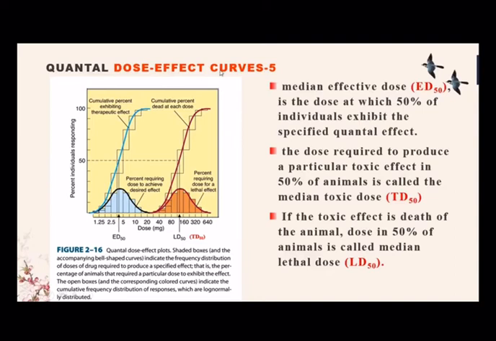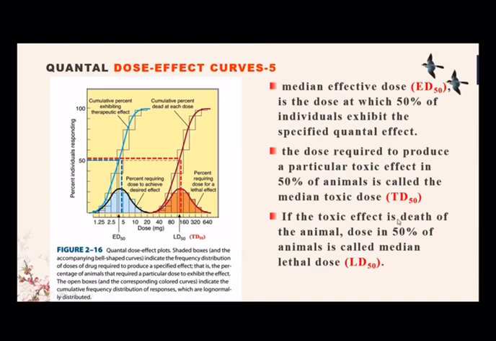In the quantal dose effect curve, ED50, the median effective dose, is the dose at which 50% of individuals exhibit the specific quantal effect. It means the dose at which 50% of individuals exhibit the specific quantal effect we call ED50. TD50: the dose required to produce a particular toxic effect in 50% of animals is called the median toxic dose, TD50. 50% of animals show the toxic effect; its dose we call TD50.